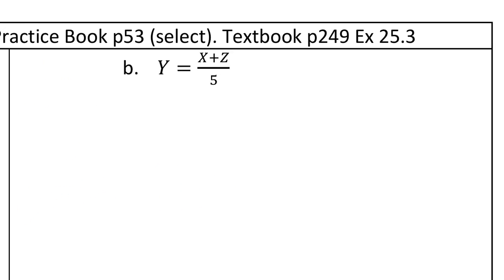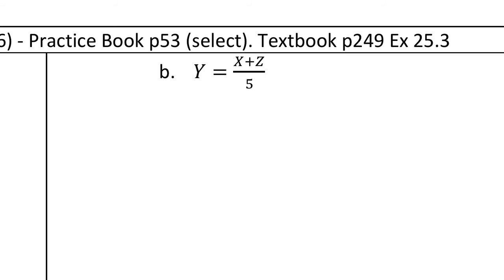Okay, part B. We've got two things going on. We're trying to make x the subject, so our end result is x is equal to. The first thing is we're adding the z first. The next thing we're doing is dividing by 5. So the dividing by 5 is the first thing we need to reverse.